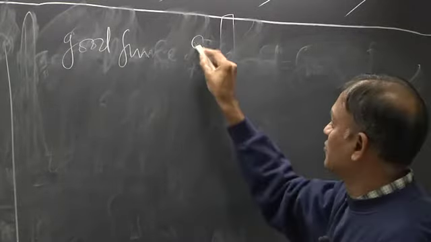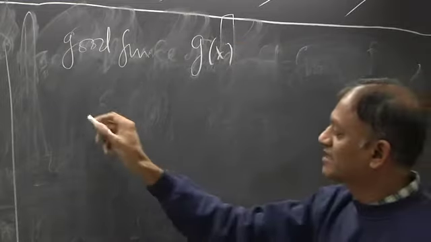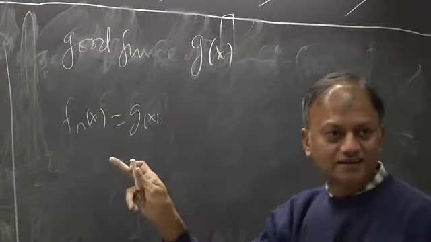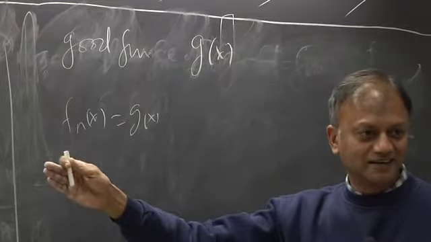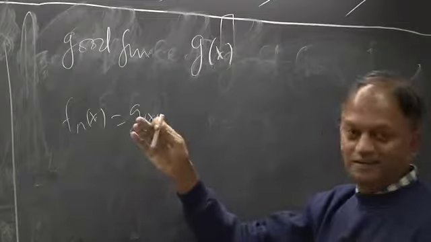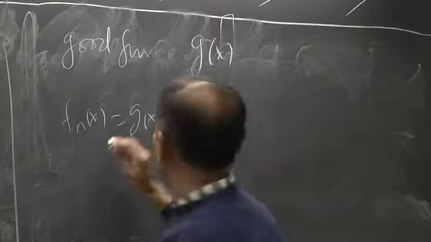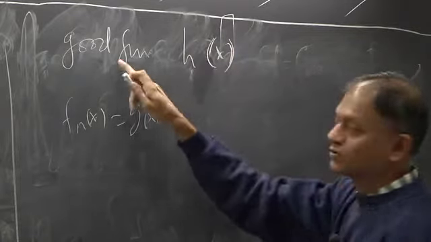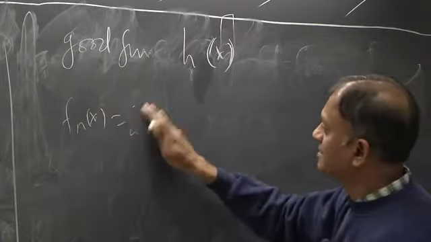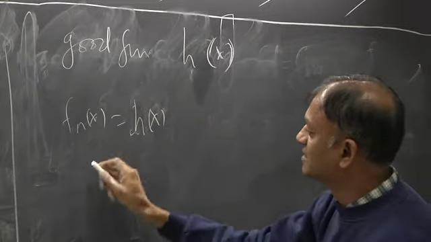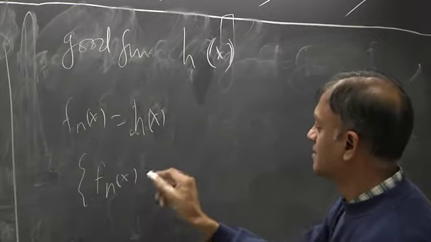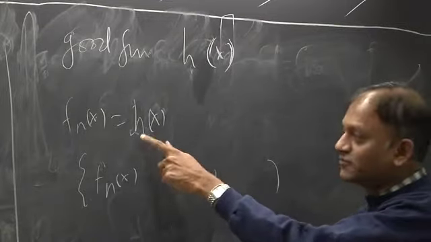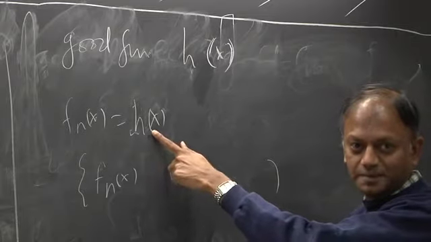Why? Suppose there's some good function h of x. Then I can just consider the sequence f n of x, for n equal to 1, 2, etc., which is just h of x itself for every n. After all, this is a good function, so you can use that, right?